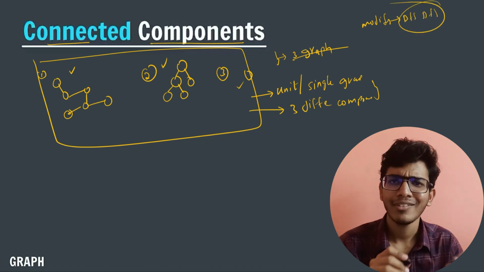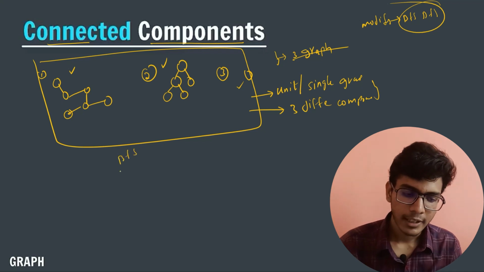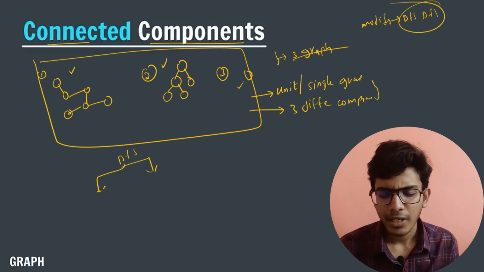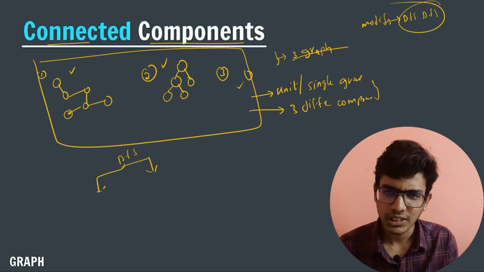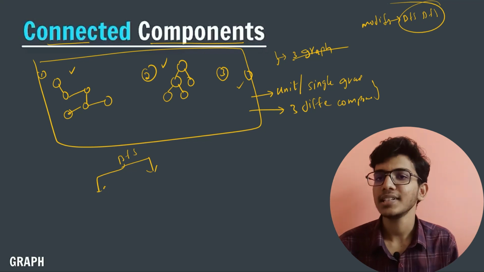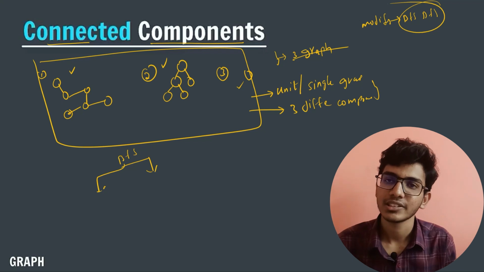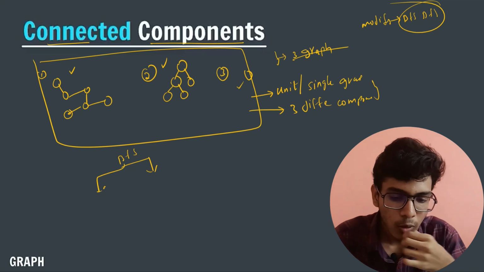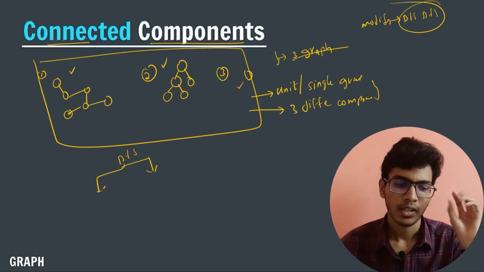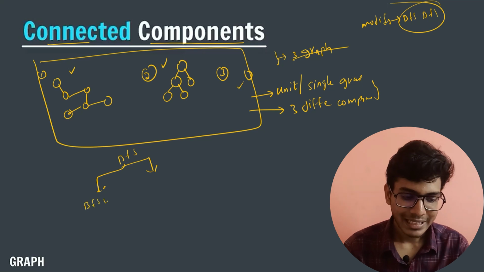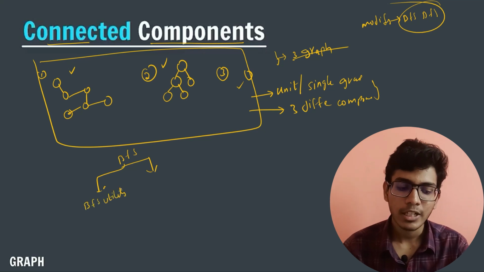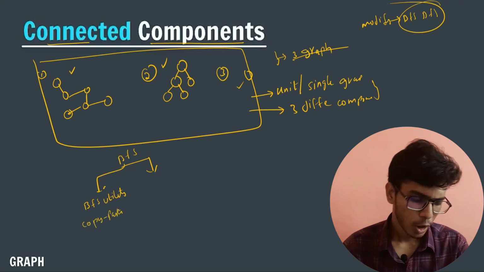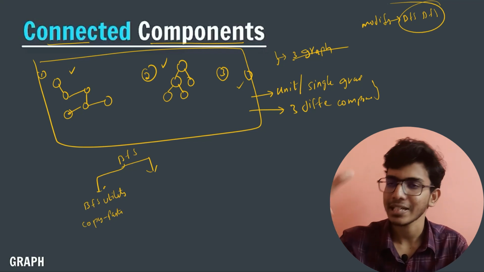I will break down my BFS function into two different parts. Whenever I encounter a condition of components, where a graph is divided into different pieces, then I will modify my BFS. And the modification is very simple, a little change, that's all we are doing. So here I will create two functions. The first function is the BFS utility function, and in the utility function I will copy paste whatever code I have written in the BFS function.